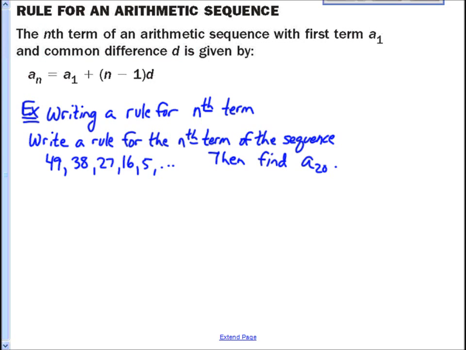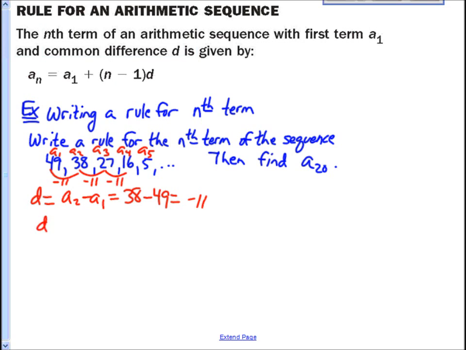The first thing you want to do is find the common difference. So you say, well, the second term minus the first term, 38 minus 49, looks like that's -11, right? So it's going down 11 each time. Can you see that? Down 11, down 11. So note, first step here, find your common difference. My common difference is -11. That's the first thing we need to figure out for this formula.